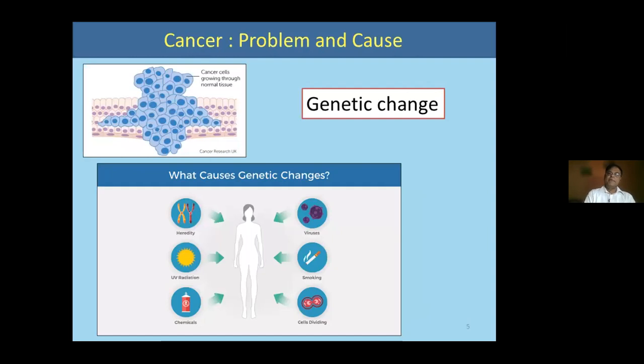Now, as I said, cancer happens because the cell starts to divide uncontrollably. This happens because there is a genetic change inside the cell. The genes in the cell are in the nucleus and are made up of DNA, so some genetic change happens in the DNA, and the control over how many cells get divided is lost. This genetic change can happen because of various factors. It could be smoking, which is very common, and also exposure to UV radiation, exposure to certain chemicals, and sometimes viruses and hereditary factors can play a part. But altogether, it is the genetic change which brings about cancer inside the body.